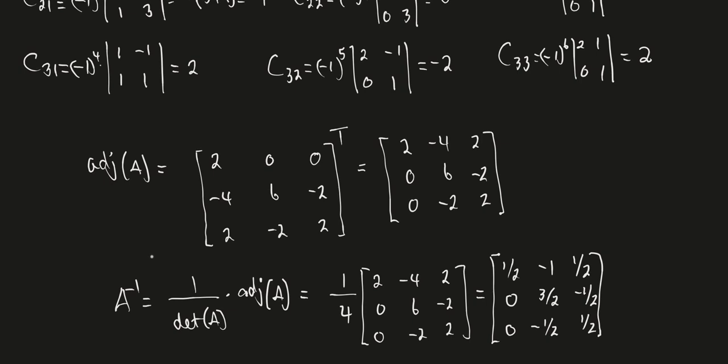So this is a completely different way. No Gauss-Jordan, but we're able to find the inverse by finding the adjoint and multiplying by the reciprocal of the determinant. And that wraps up our look at the use of determinants.